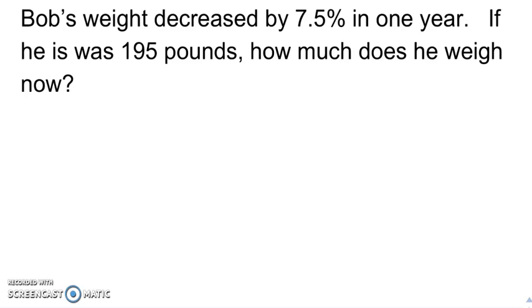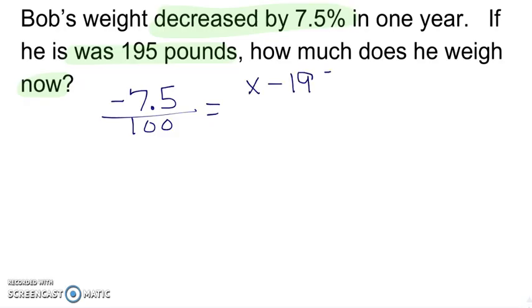Bob's weight decreased by 7.5% in 1 year. If he was 195 pounds, how much does he weigh now? We have a percent, but this time the percent is a decrease, so we're going to put it as a negative. Negative 7 5/10 over 100 equals. If he was 195 pounds, that would be our original. We're trying to figure out how much he weighs now. New minus original. I don't know my new, but I do know my original. New over O.